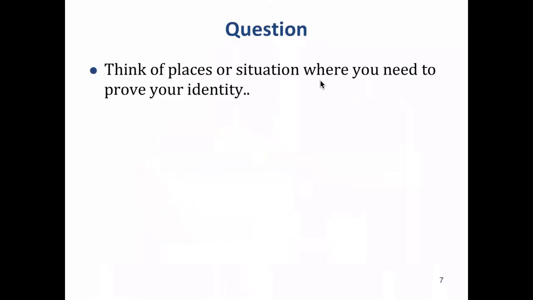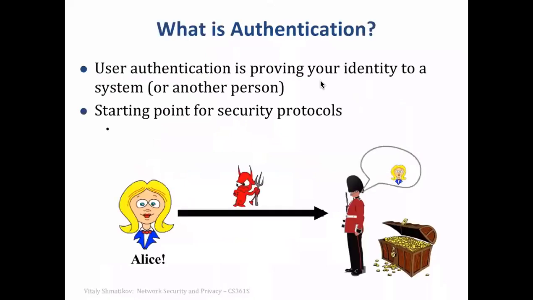Authentication we have already studied. So you're proving your identity to the system or another person. So Alice is trying to get into a hall or somewhere where all these gold coins are kept, and then she has to prove that she is Alice, and this guy knows that only Alice is allowed and then can let her inside.